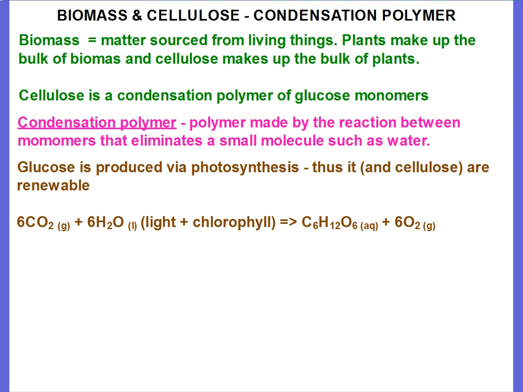Biomass and cellulose and condensation polymerization. Biomass is basically matter sourced from living things, and plants make up the bulk of biomass, and cellulose makes up the bulk of plants. So cellulose makes up the bulk of biomass. And cellulose is a condensation polymer of glucose monomers. What's a condensation polymer? It's a polymer made by the reaction between monomers, which eliminates a small molecule such as water during the reaction. Now, glucose is produced by photosynthesis, and the cellulose is renewable. And there's the reaction for photosynthesis. You need to remember that equation. And one thing you should be able to do as well is we often write glucose as C6H12O6.